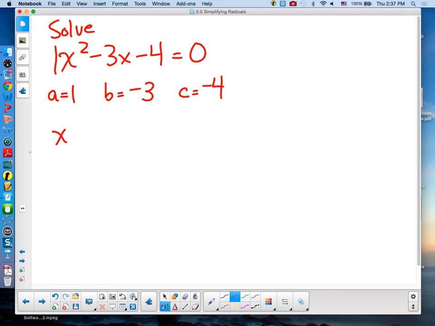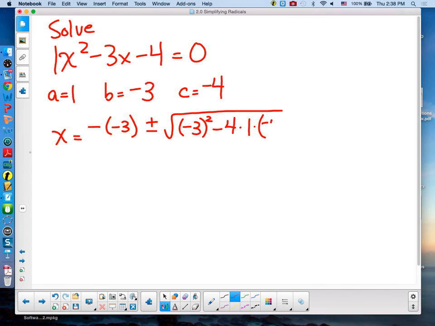So to get x, the opposite of the b, plus and minus. So we're going to come back and that's going to be a positive 3. The opposite of b, plus and minus the square root of b squared minus 4 times the a times the c. I'm going to put parentheses around the c because I don't want it to look like a subtraction sign. All divided by 2 times the a.